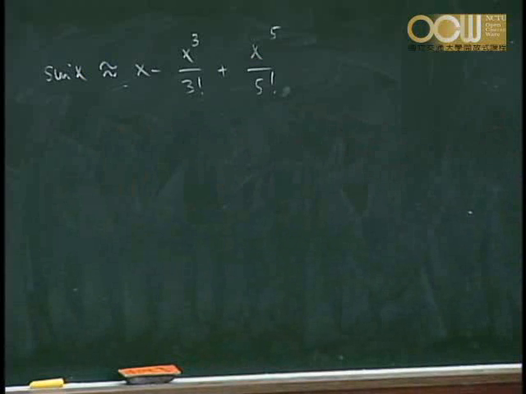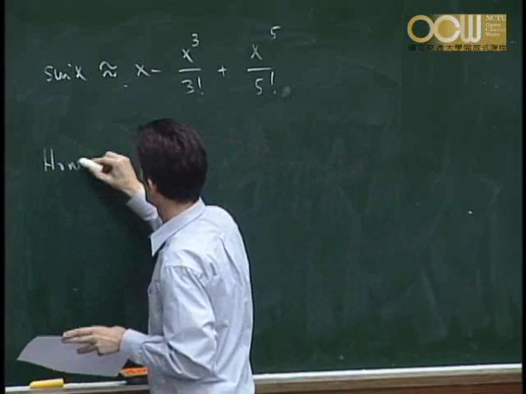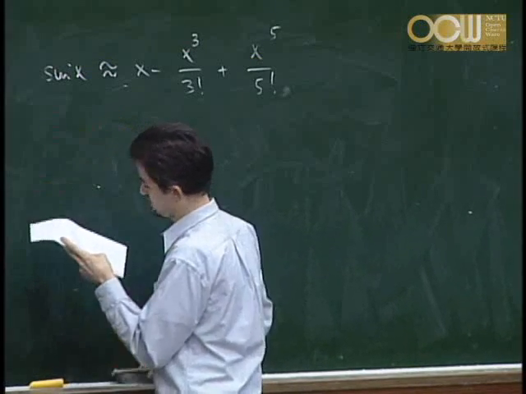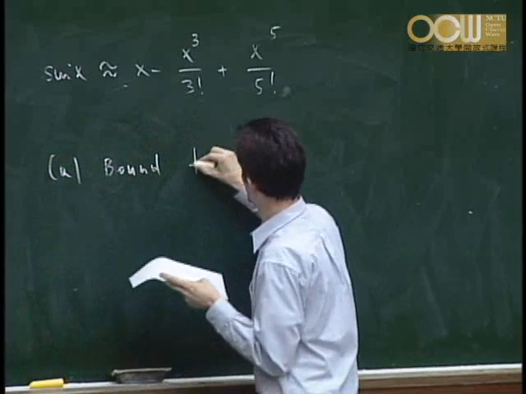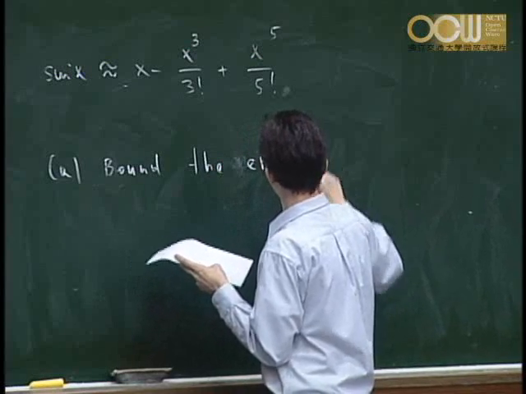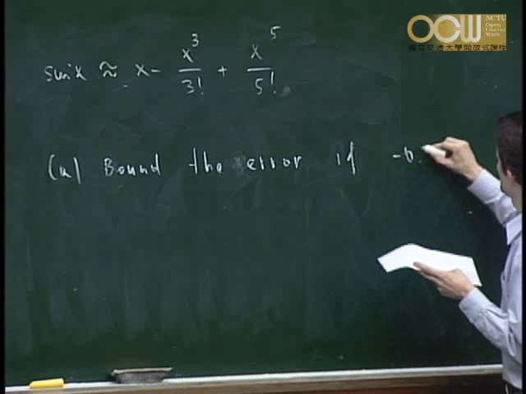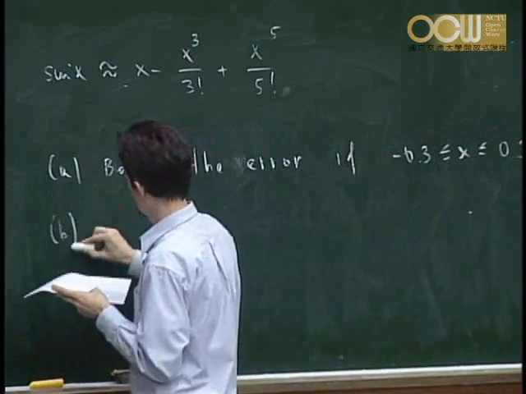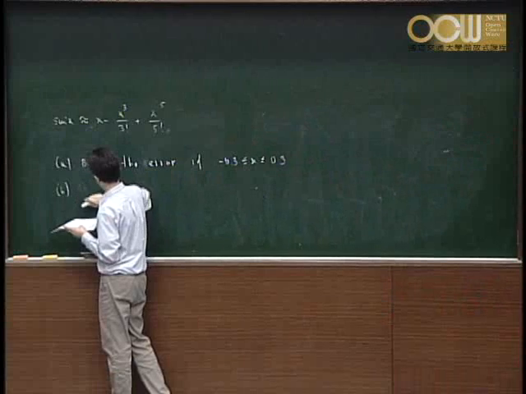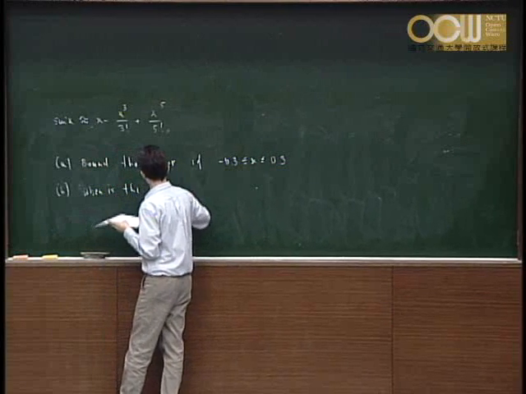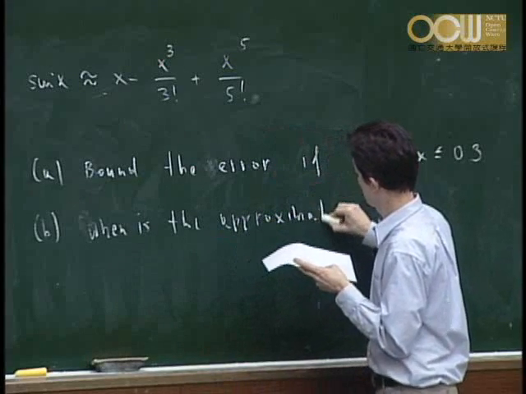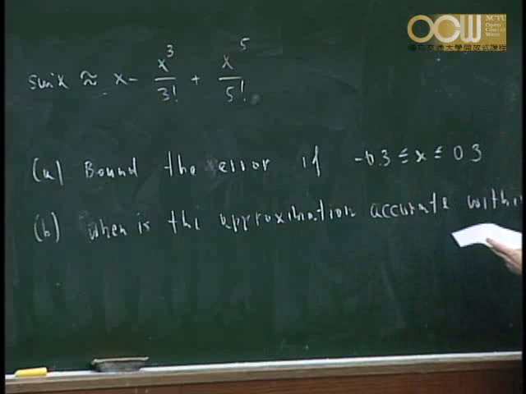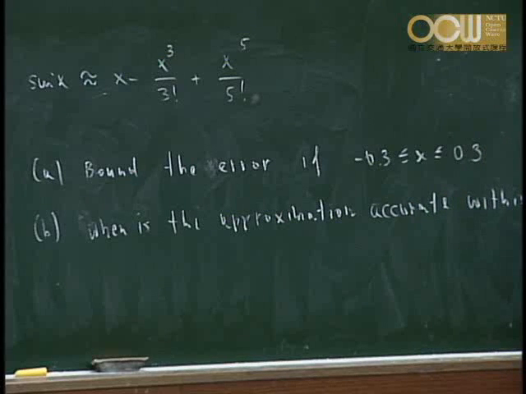Now, so bound the error. If, let's say, we are in the following range for x, so x between minus 0.3 and 0.3, and when is the approximation accurate within 0.00005.